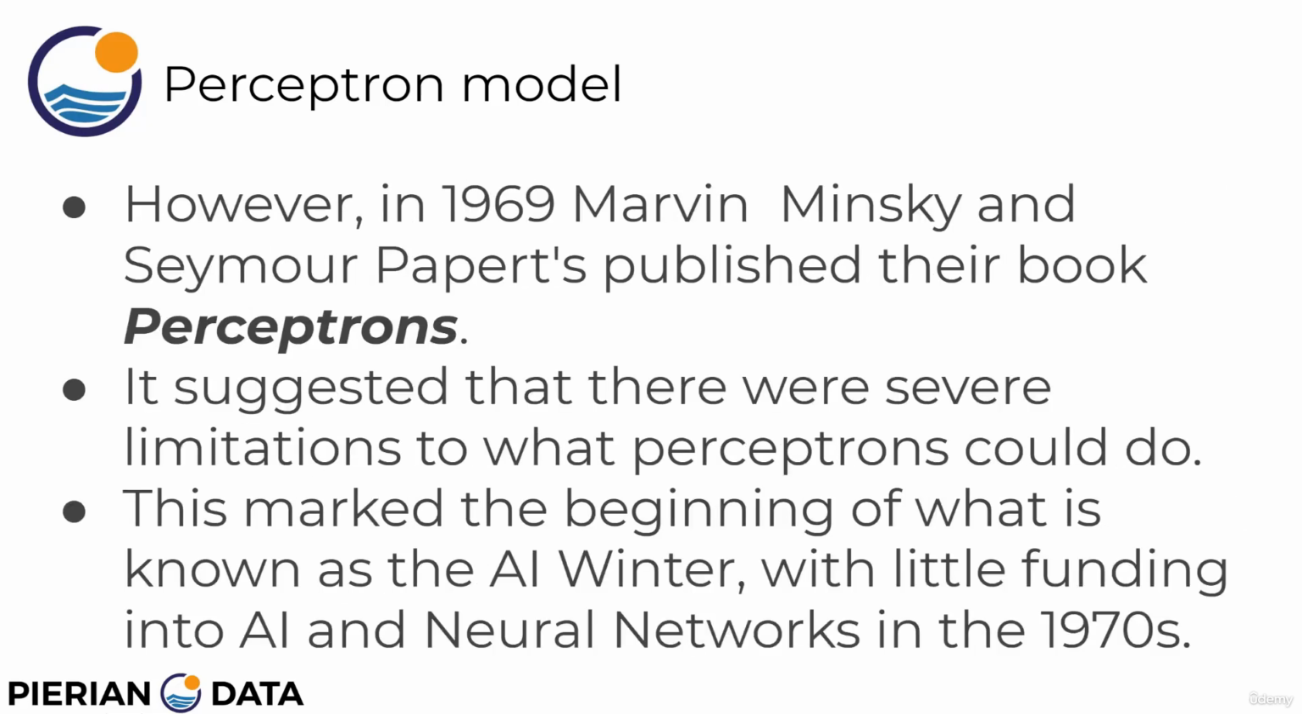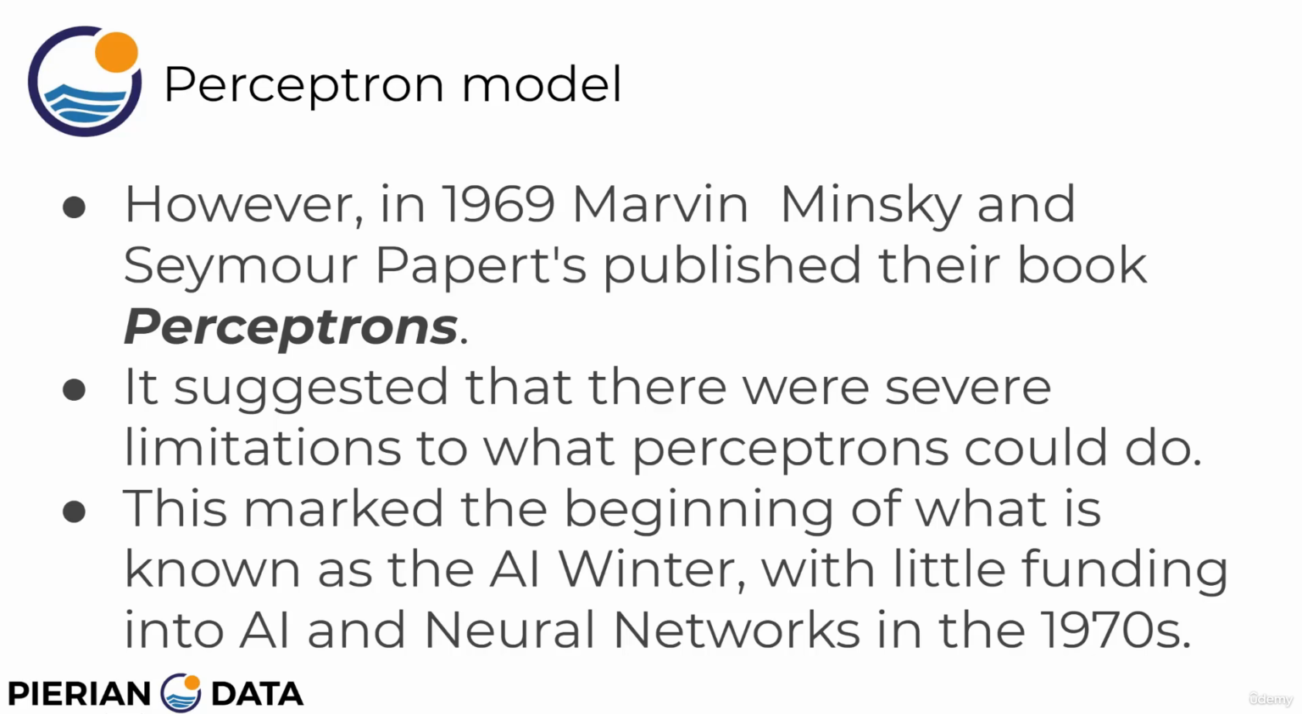However, about a decade later, in the late 1960s, two researchers, Marvin Minsky and Seymour Papert, published a book labeled Perceptrons. And it suggested that there were actually severe limitations to what perceptrons would be able to do. And a big part of that limitation was the actual computational power necessary to work with multi-layer perceptron models. So back in the late 1960s, there wasn't really enough computational power to actually make full use of the idea of the perceptron mathematical model. And the publication of this book actually marks the beginning of what's known as the AI winter, where very little funding went into research in artificial intelligence and neural networks in the 1970s.